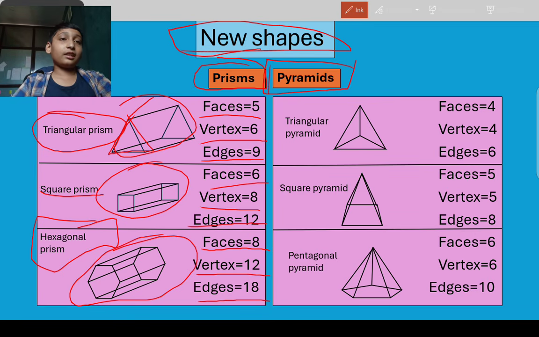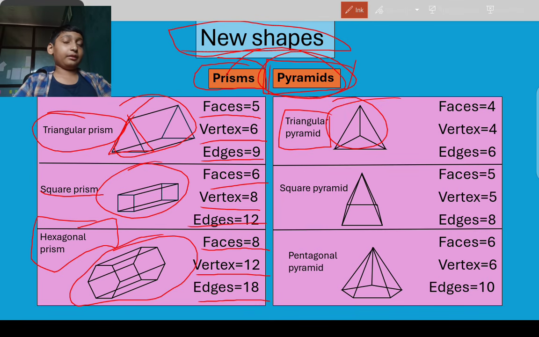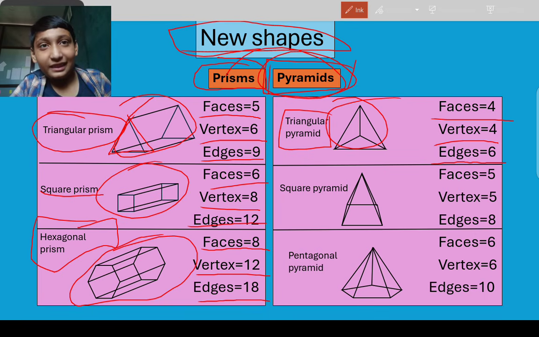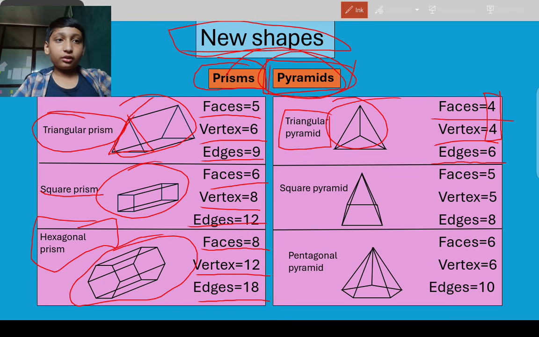Now we are going to start pyramids. Firstly, there is the triangular pyramid, and from every view it looks the exact same. We have 4 faces, 4 vertices and 6 edges. And if you look closely, you will realize that the number of faces and vertices are the exact same, 4 and another 4.